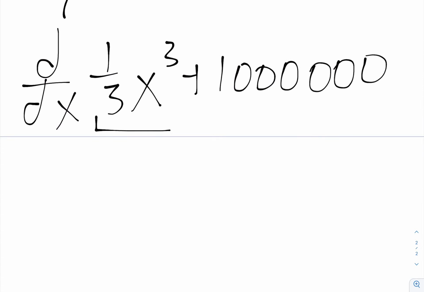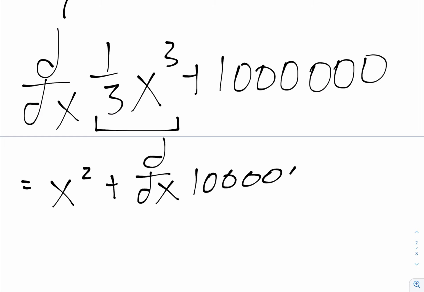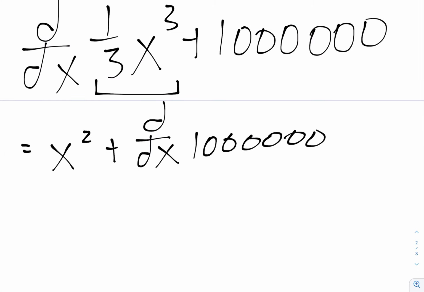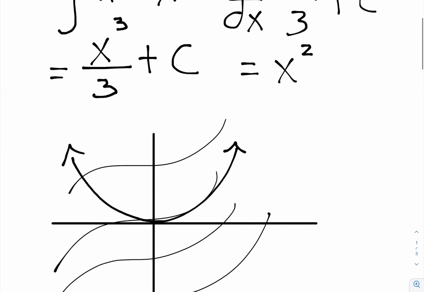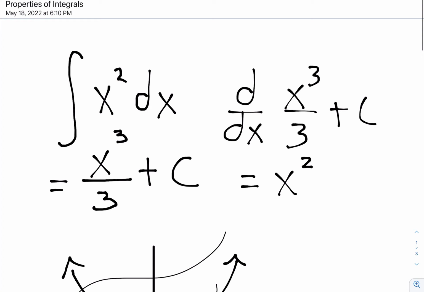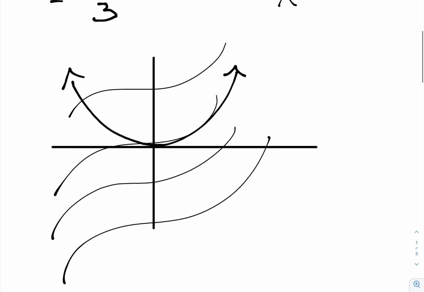Well, the first part here would still be the same, so it would be x squared plus the derivative with respect to x of a million. Well, the derivative with respect to x of a million is 0. So it's going to be x squared plus 0, or just x squared. So notice how the derivative is still x squared, which is our original function, which was inside the integral. So the vertical shift of a function after you integrate it does not matter, because once you take the derivative of that, you get the original function back.